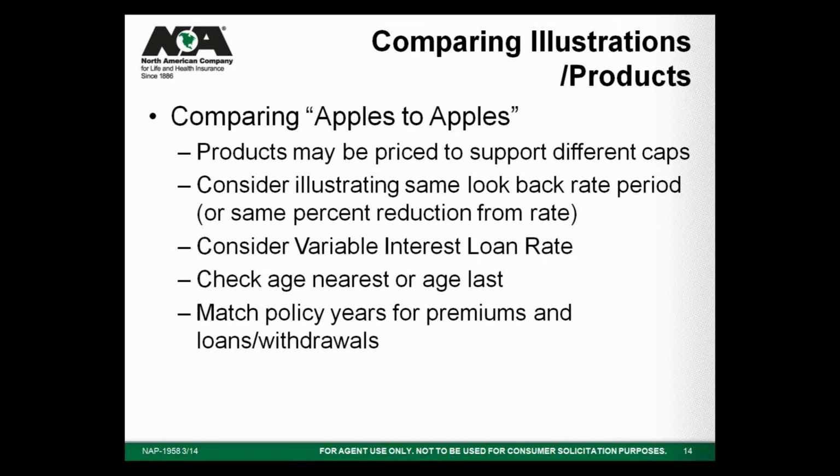You also want to make sure you match policy years and premiums for the loans or withdrawals. Some companies do it a little differently. If you have, say, a 45-year-old male who wants to start taking income at 65, you just want to make sure that each policy you're comparing has, let's say, premiums going in for 20 years and not 21 or 19, and that the loans or withdrawals start the same year and go for the same number of years. Some companies do it a little differently, so just be mindful of that as well.